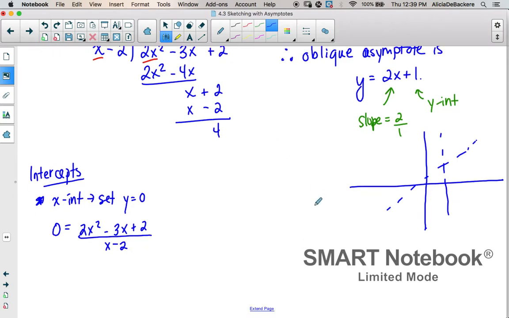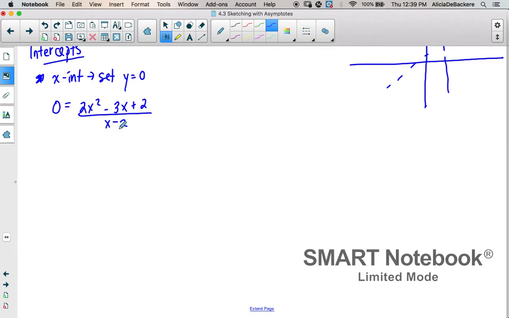Okay, so setting my equation equal to 0 to find the x-intercepts, I'm going to bring that denominator up and multiply it, and so I just end up with 0 equals the numerator. And now I'm going to try to factor this. Now earlier we talked about how it doesn't factor nicely, so I could try the quadratic formula. I'm going to just check the discriminant first here.